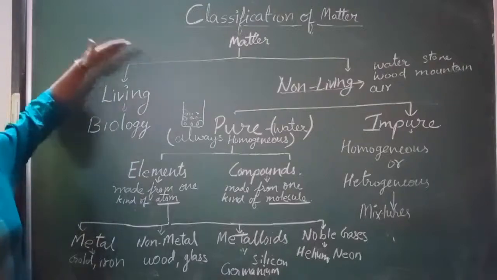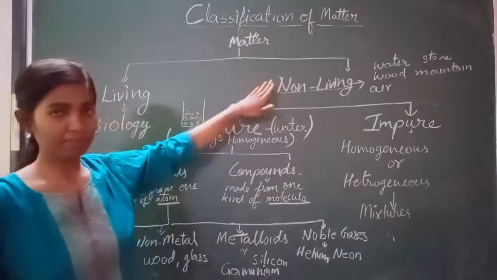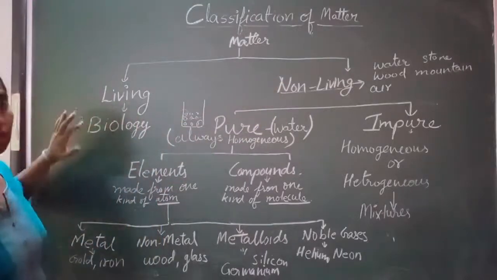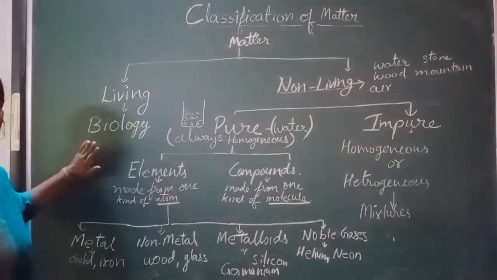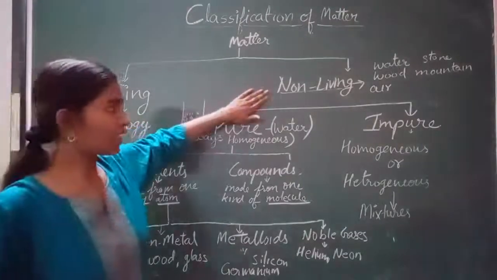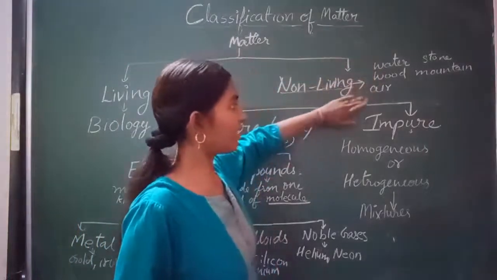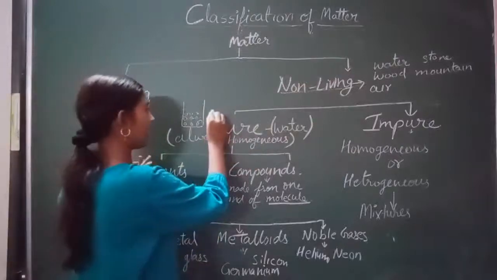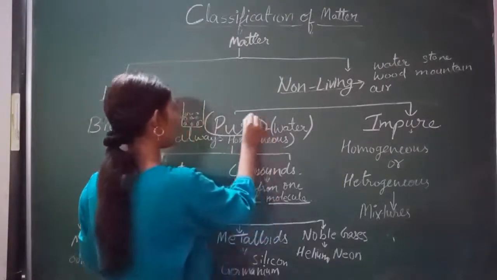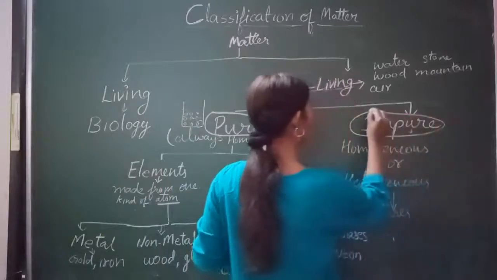The matter is divided into two categories. First is living and second is non-living. The living things, all the classification we will go through in bio subject. So I am leaving this. Non-living things, example water, stone, wood, mountain, air. This we can classify again into two categories. That is pure and second is impure.